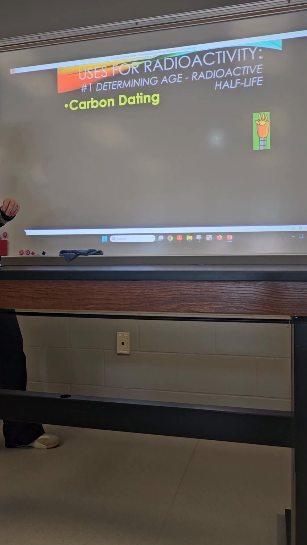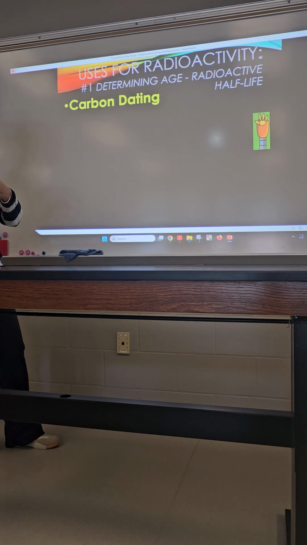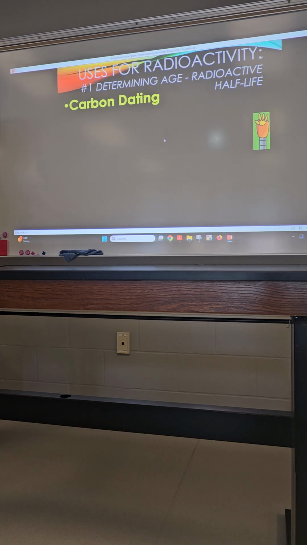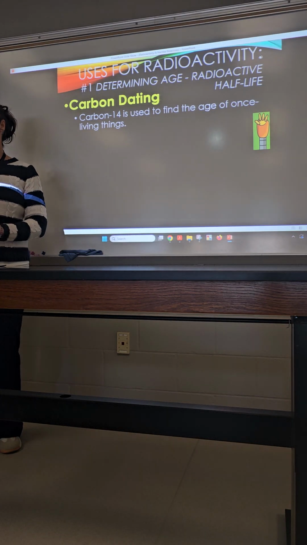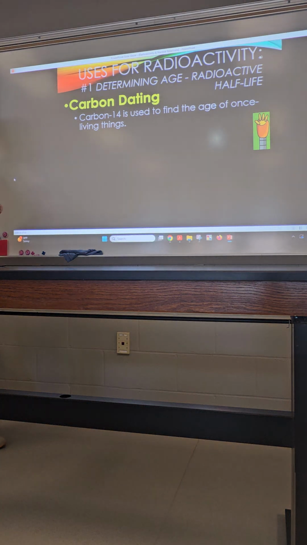This says uses for radioactivity, number 1, and we actually talked about this last year with carbon dating, when we were looking at radiometric dating. Carbon-14 is an isotope of carbon, and it's able to find the age of once living things. If it's just a rock, you can't use carbon dating because a rock was never once living. Anything that is decayed or fossil remains, obviously those are coming from once living organisms.